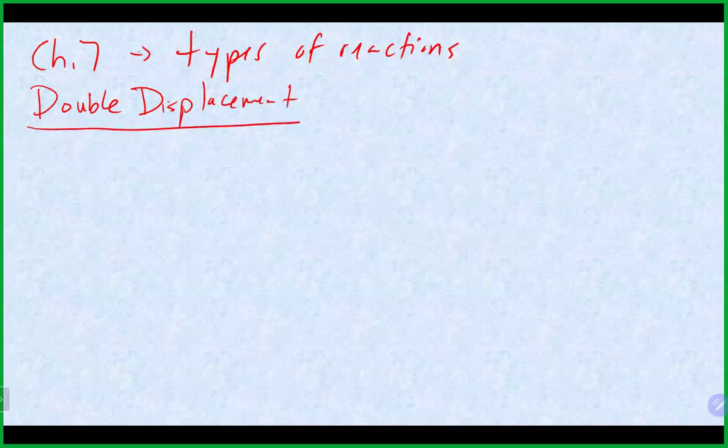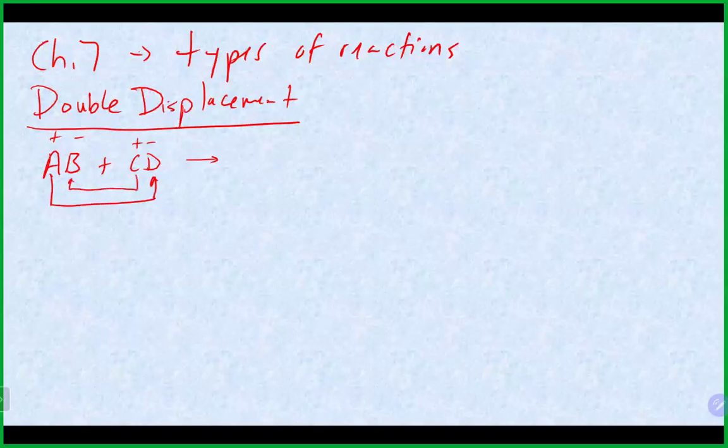And double displacement reactions essentially can be identified by what you're starting with. In that case, you're always going to start with two ionic compounds. So you'll have a positive guy and a negative guy, a cation and anion. And always when you have two ionic compounds like this in a double displacement reaction, the two positive guys switch partners basically. And when they switch partners, on the other side they will form two new ionic compounds.